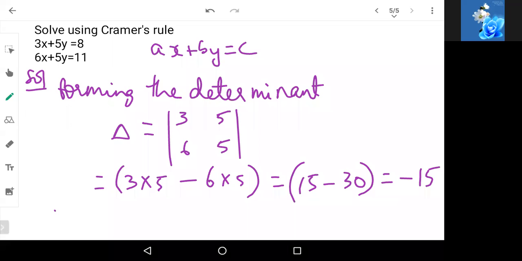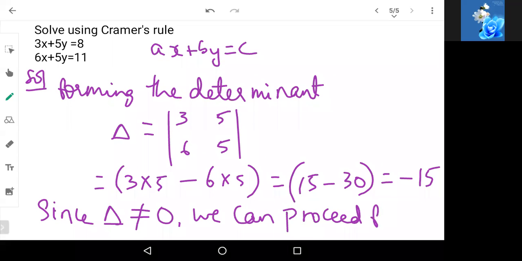Delta can be positive value, negative value, no problem, but it should not be equal to 0. Here we have got negative value. So we'll write here, since delta is not equal to 0, we can proceed further, which means we can go to the next step. Did you all understand until here? Any doubts in calculation of delta? Okay, good.